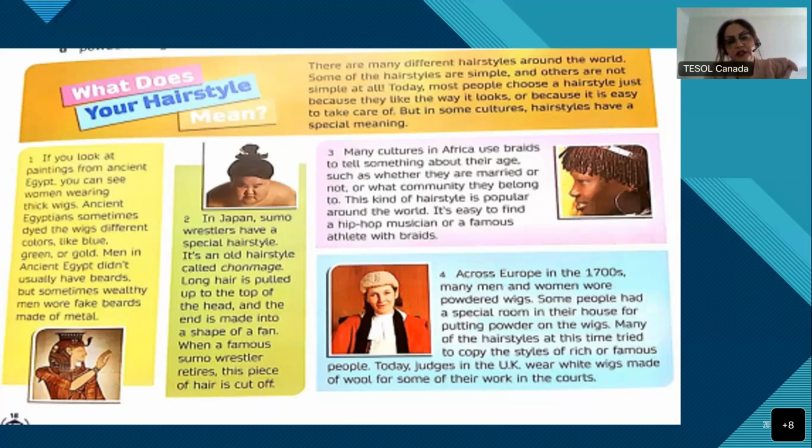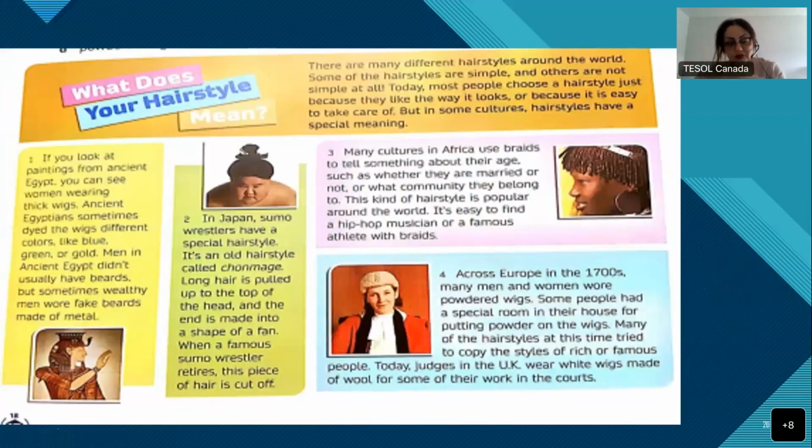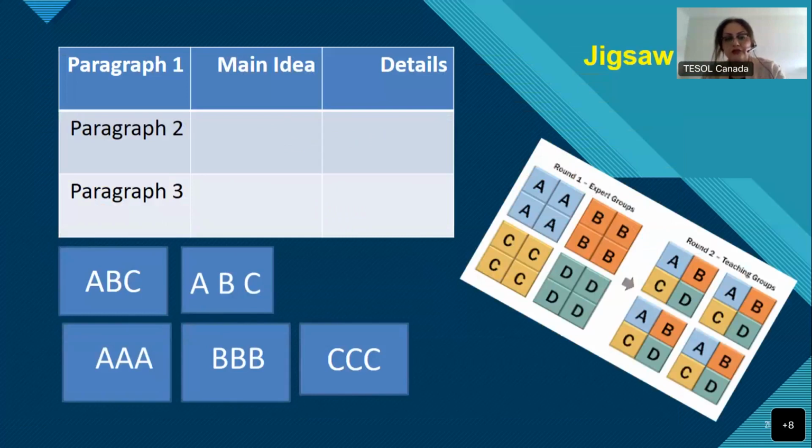Another method that you can use for teaching reading is jigsaw reading. What is jigsaw reading? In this reading the paragraphs are under one topic, but you don't need to read the whole reading to understand each paragraph. You know what I'm saying? Do I make sense? It means when you know it's about hairstyles, when you read about Egypt, it's not truly related to Japan. So there are separate paragraphs under one topic. When the reading is like this, the method could be jigsaw reading.